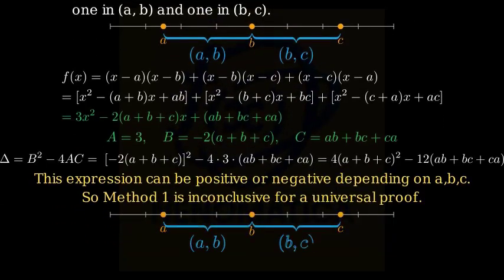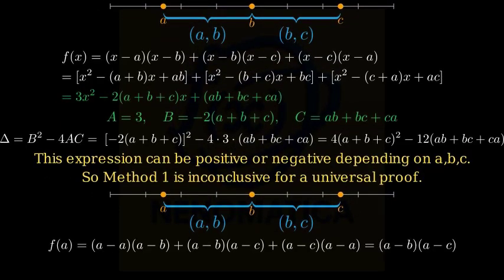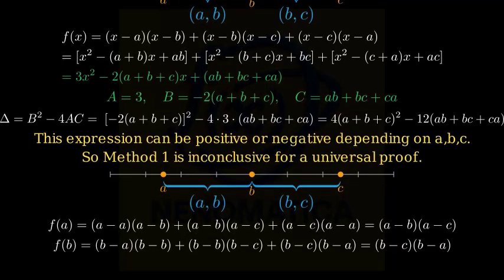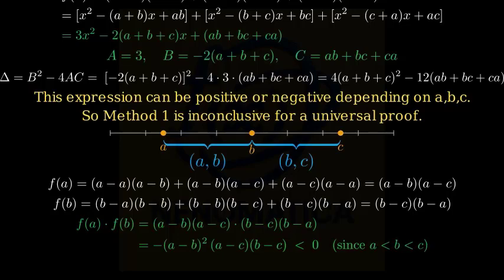Method 2. Use the intermediate value theorem through sign checks. Evaluate f at a: f of a equals (a minus b) times (a minus c). Evaluate f at b: f of b equals (b minus c) times (b minus a). Multiply f of a by f of b and determine its sign using a less than b less than c. Therefore, by the intermediate value theorem, there is a root between a and b. We mark that root as x1 in the open interval a, b.